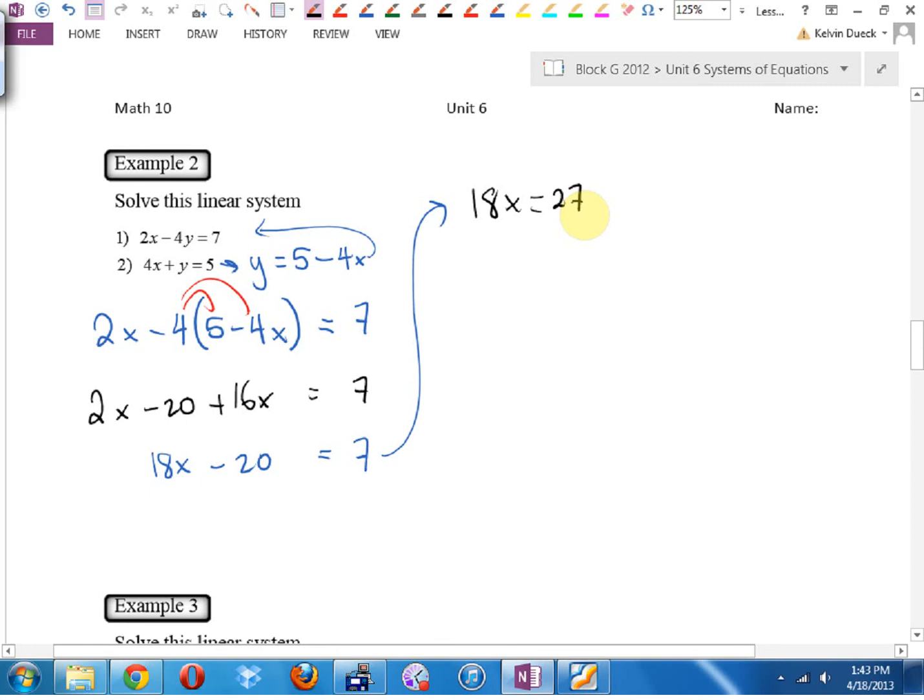Now what? Divide by. X is going to be 27 over 18. That reduces to a fairly nice fraction. Yeah, it's a fraction, but it's not an ugly one. What goes into 27 and 18 evenly? What's 27 over 18 in lowest terms? So 3 over 2. We just found an x. Let's put a box around it.